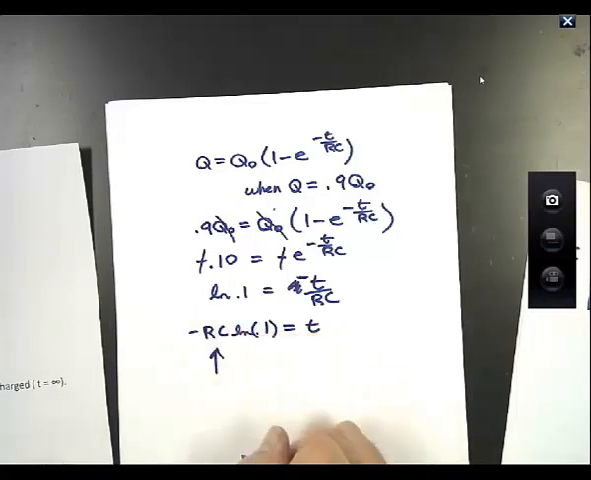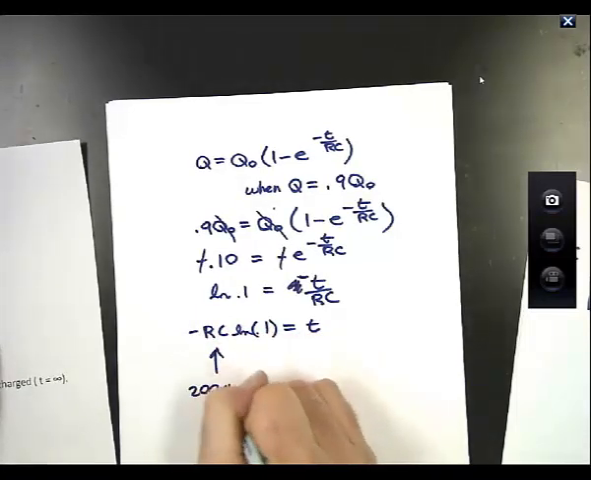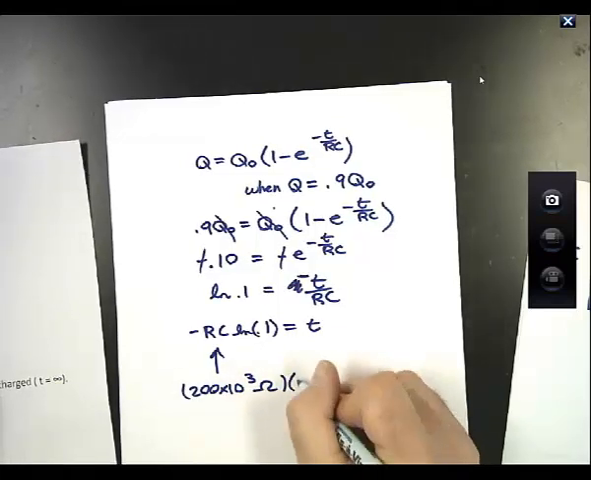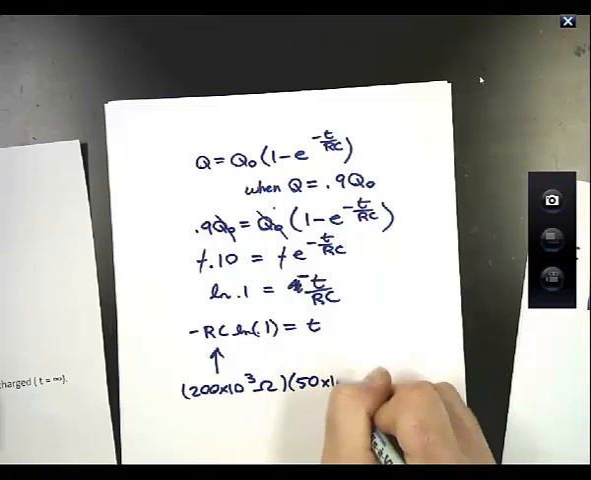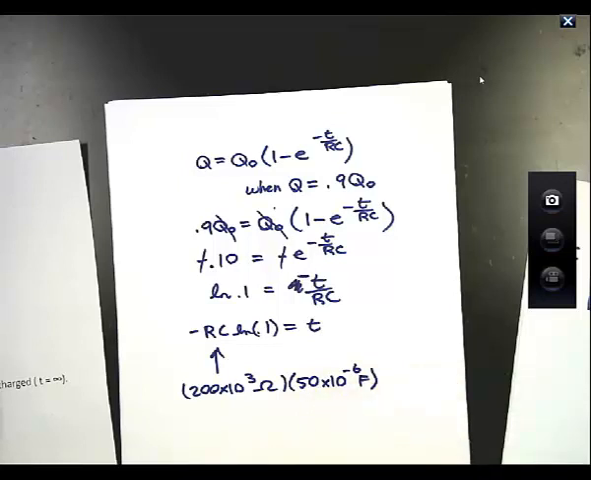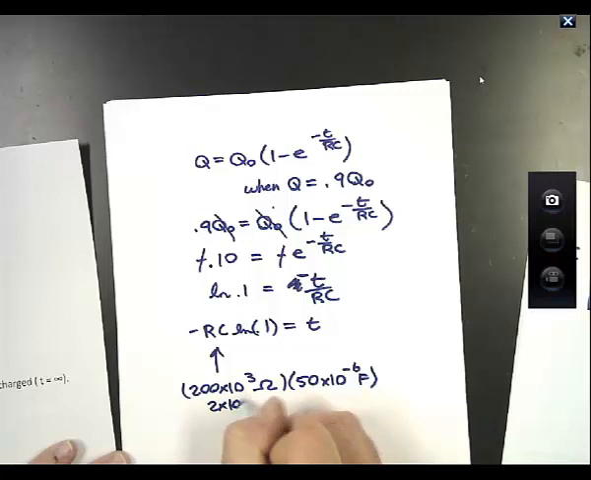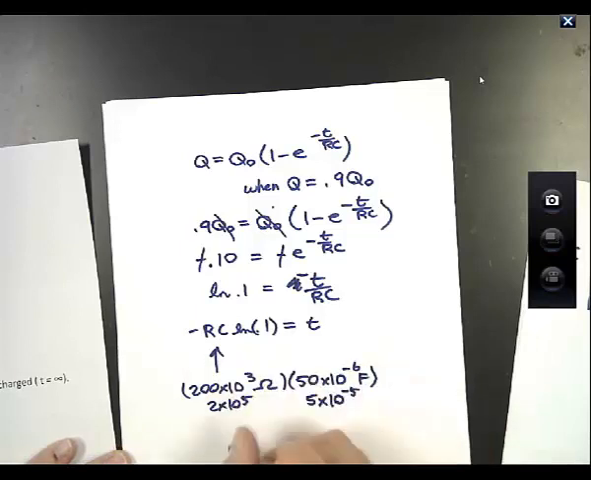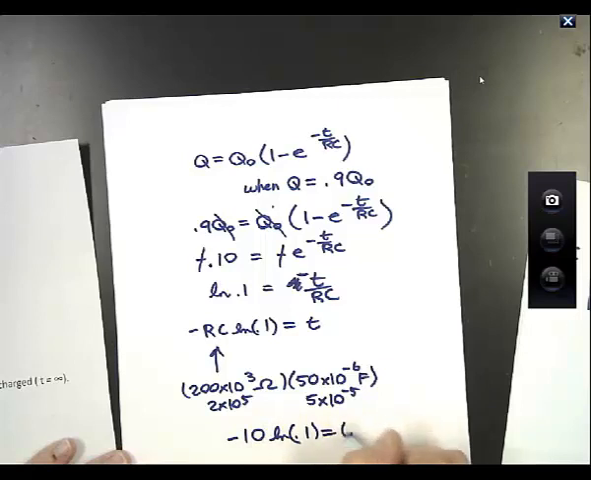The thing that's kind of cool here is that R is 200 times 10 to the third ohms, 200 kiloohms. C is 50 microfarads, so 50 times 10 to the minus 6 farads. When we multiply those two guys together, what do we get? This is like 2 times 10 to the 5th, and this baby here is 5 times 10 to the negative 5th. The 10 to the negative 5th and the 10 to the 5th are going to cancel out and give us 10. So we have basically negative 10 times the natural log of 0.1. So the answer is like 23 seconds.